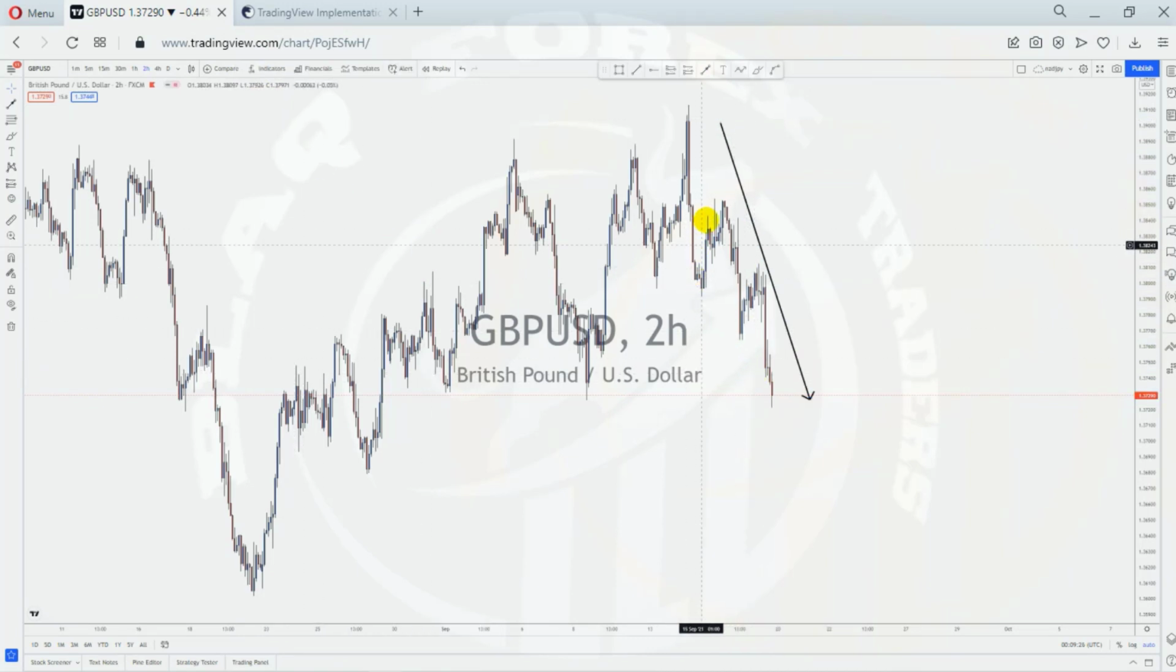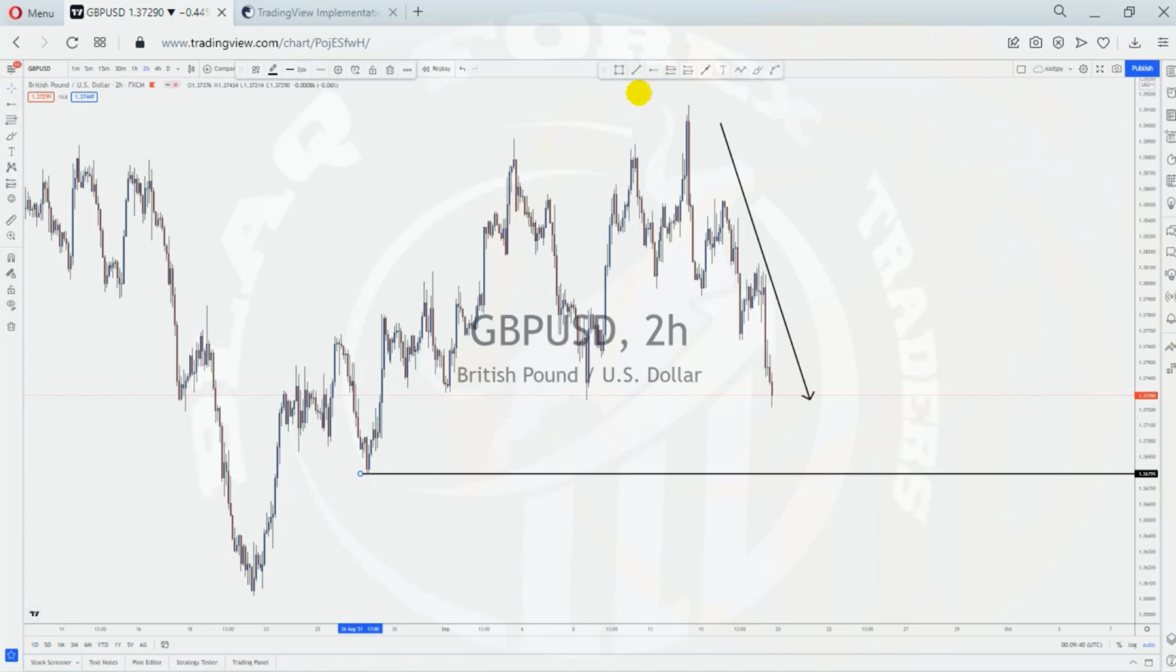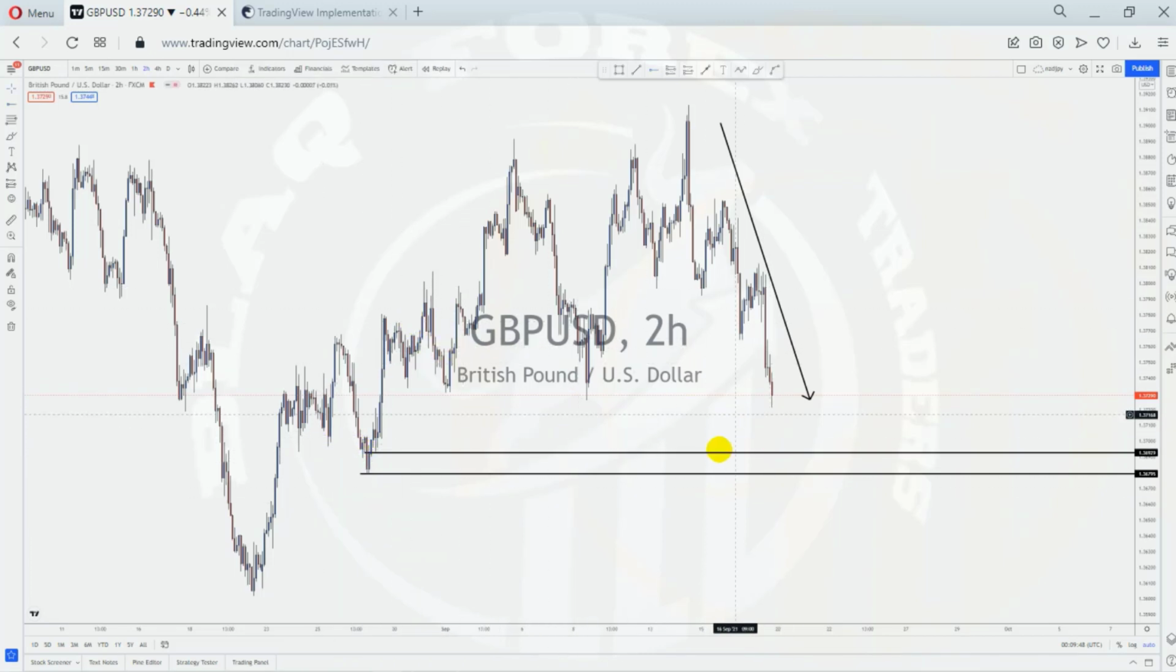They're in a downtrend here. They're just making lower highs, breaking the lower lows, making lower highs, breaking the lower lows. So what I'm waiting for on GBPUSD is for them to reach this level here. This is my demand zone here, and I will wait for them to reach this level here.